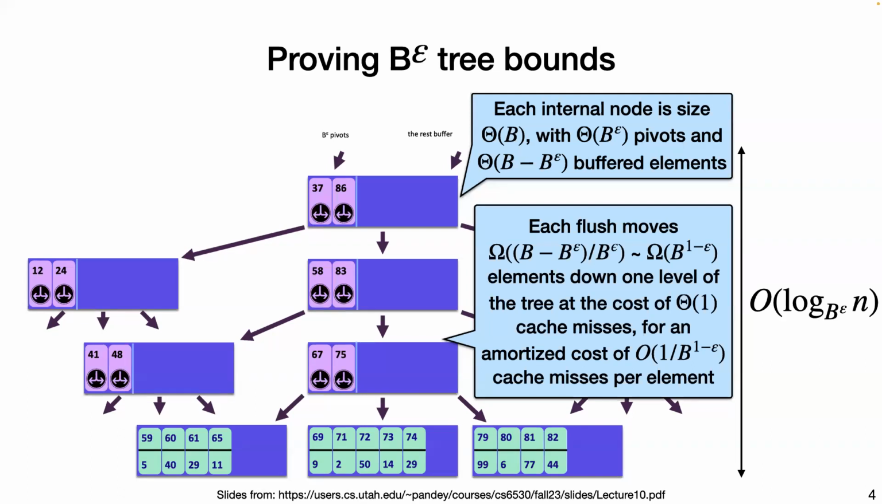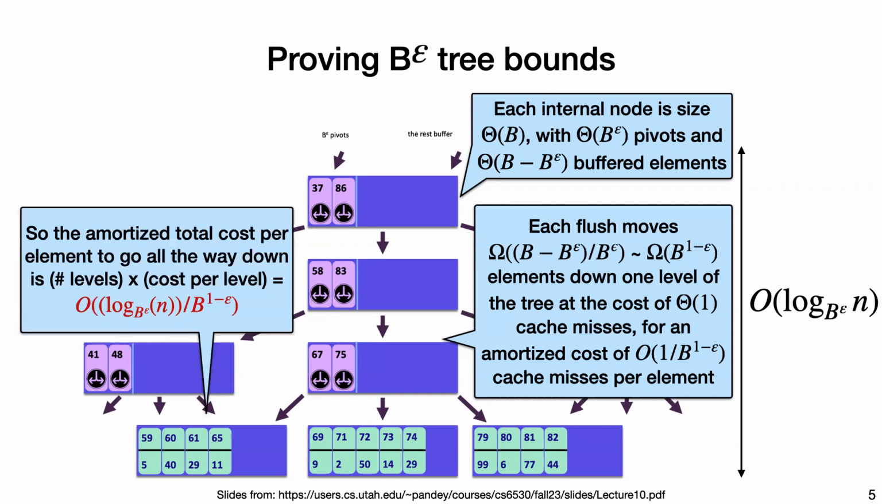Does that make sense? And the height of the tree is log base B to the epsilon of N. And so the amortized cost to go all the way down is the height of the tree times the cost per element to move down 1 level. And that is how you get the bound on the lower bound curve.